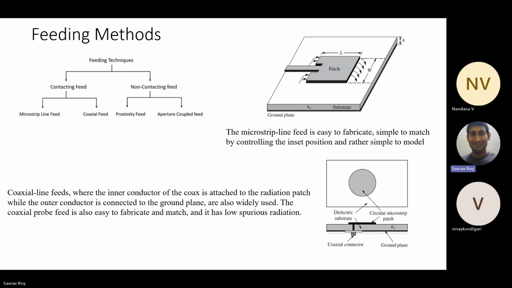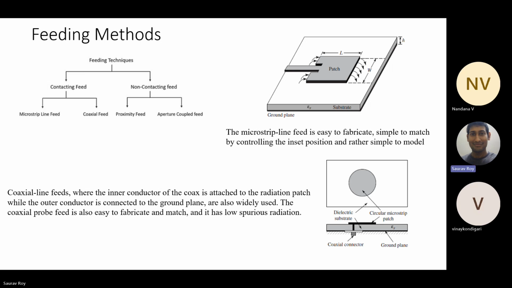One is contacting feed, and the other is non-contacting feed. Contacting is like the microstrip line feed, as shown on the right-hand side. You insert a microstrip transmission line itself into the patch, so that microstrip line is used to feed it. It is easy to fabricate and simple to match, and it is also planar. By controlling the inset position, which is exactly how much it enters into the patch antenna, you can match it. But generally, it has some problems in terms of bandwidth.